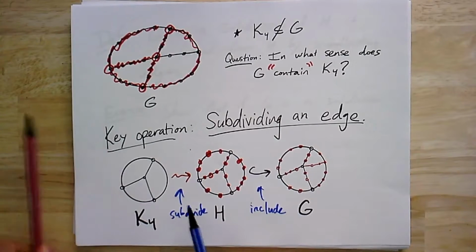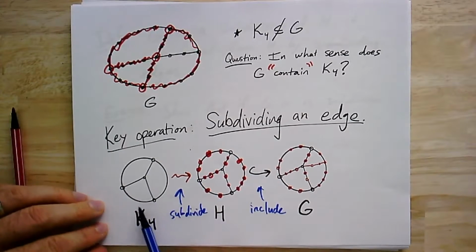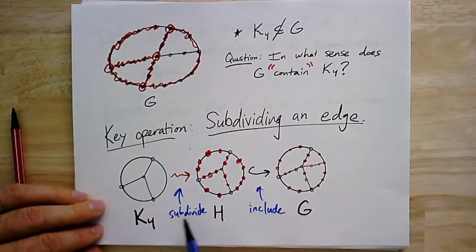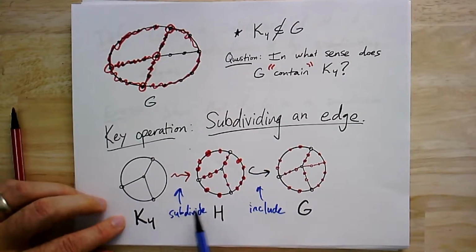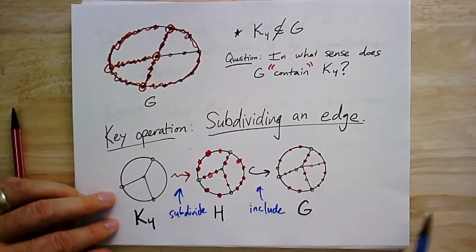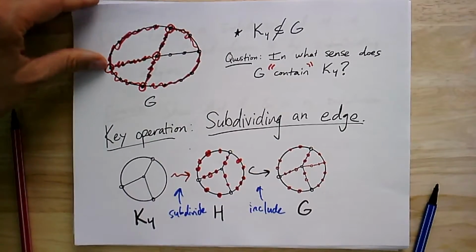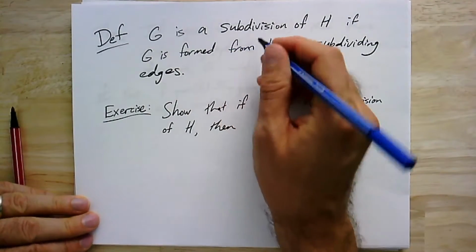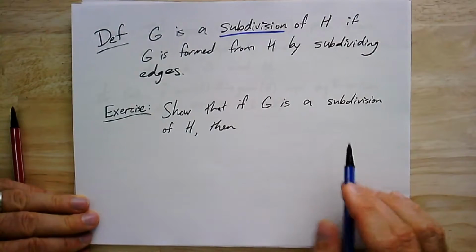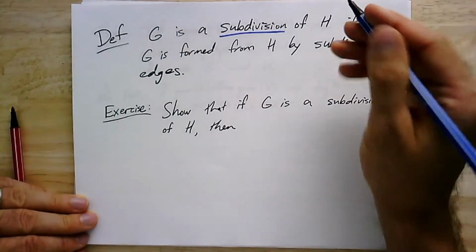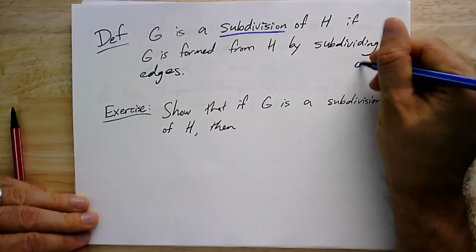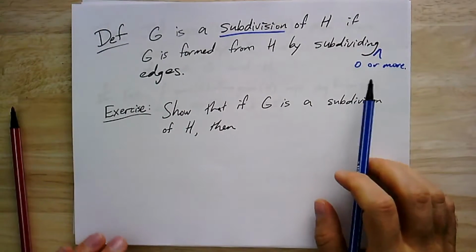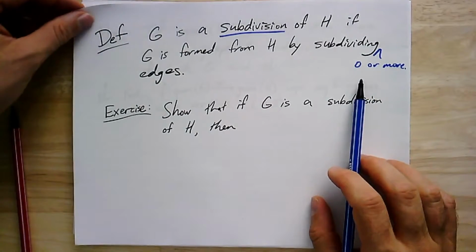But this pair of operations is going to be the defining feature of what we're going to call a topological minor. That is, we're going to take a graph, if you can subdivide it and then include it into G, then it's a topological minor. Right? So formally, G is a subdivision of H if G is formed from H by subdividing edges, and I should just be clear here, I mean 0 or more. So that allows us to say that a graph is a subdivision of itself.